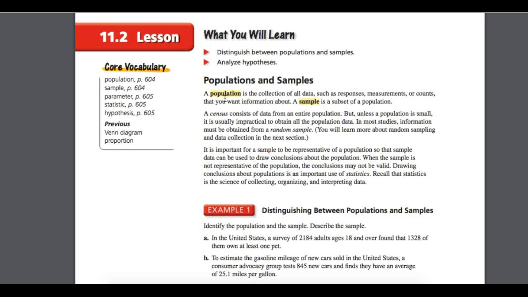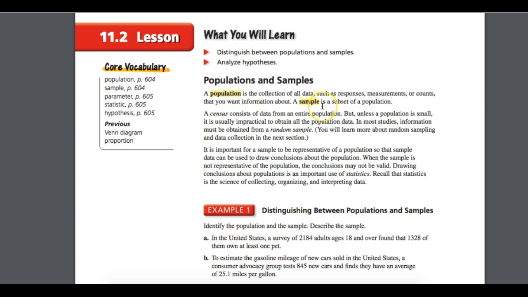So a population is a collection of data such as responses to a survey, measurements of some different items or results or counts that you want information about. So basically information about the data, okay? It could be responses to a poll, measuring some different items, or the total number of items or things in a group.